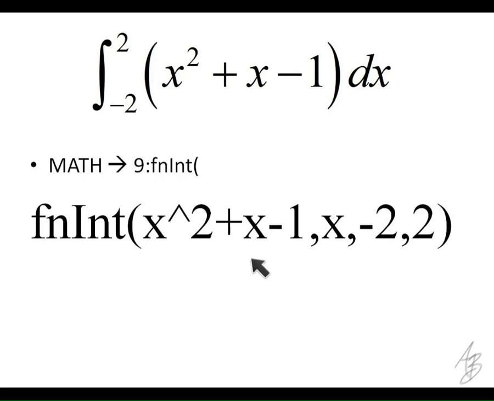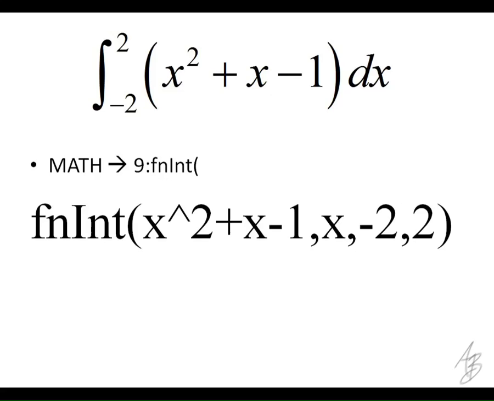This first part here, that's the function. So x squared plus x minus 1. Then after you enter the function, you'll have to enter the variable of integration. That's going to be the x here. So if we're integrating with respect to x, you'll put the x in here. Then you put the lower limit, then you put the upper limit. You don't necessarily need to close the parentheses. You can, and you hit enter.